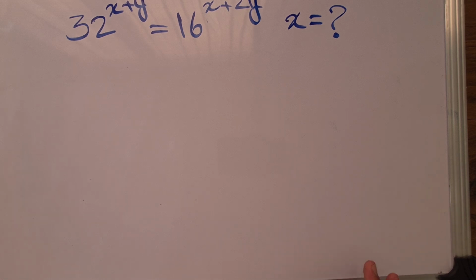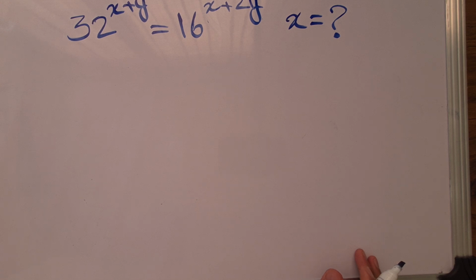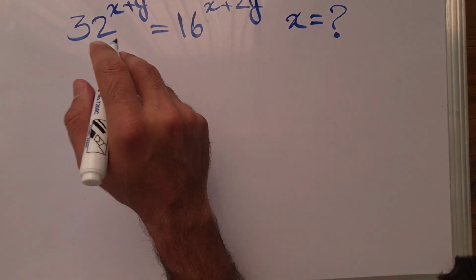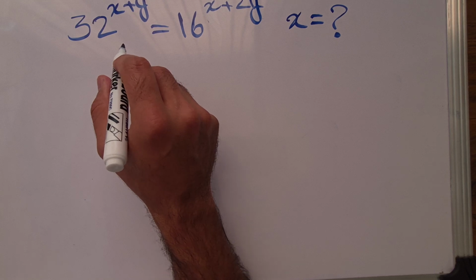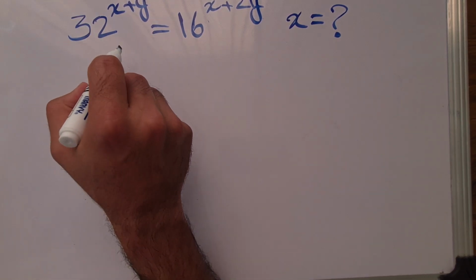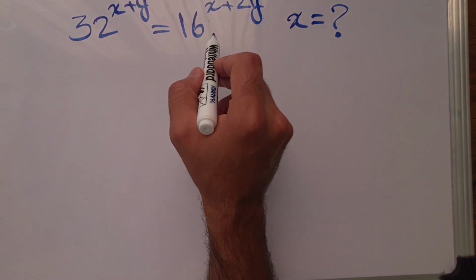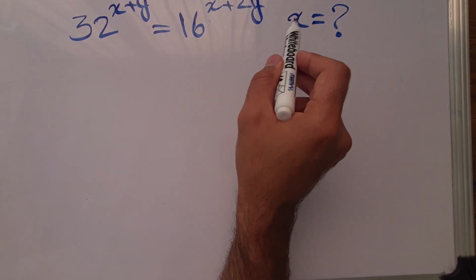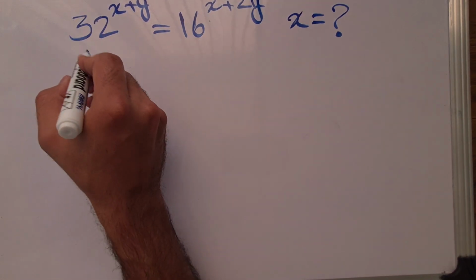Here is such a nice and tricky exponential problem from the SAT exam that a lot of students got wrong. If you want to solve this problem, please pause the video because I'm going to solve it right now. So 32^(x+y) = 16^(x+2y). What is the value of x in terms of y?